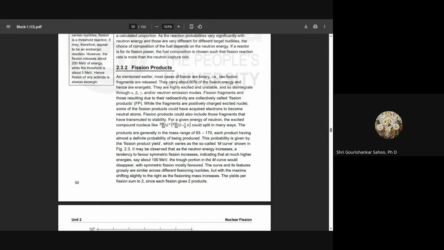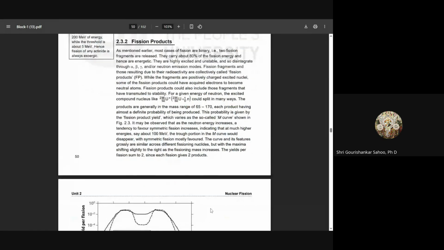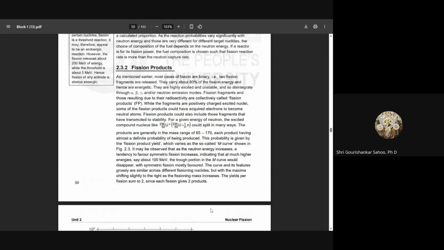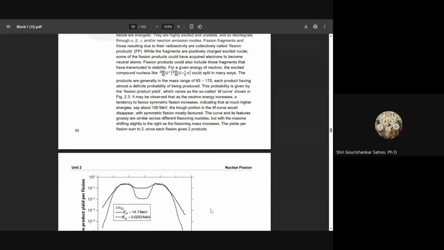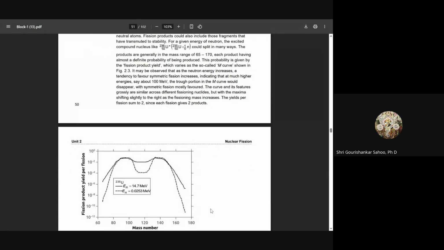So here it is a binary fission, that is, two fission fragments are released. They carry about 80% of the fission energy and hence are energetic. You can see on the screen. They are highly excited and unstable and so disintegrate through alpha, beta, gamma or neutron emission modes. Fission fragments and those resulting due to their radioactivity are collectively called fission products, FP.